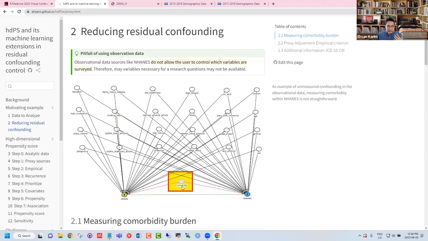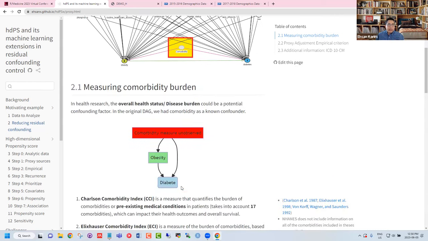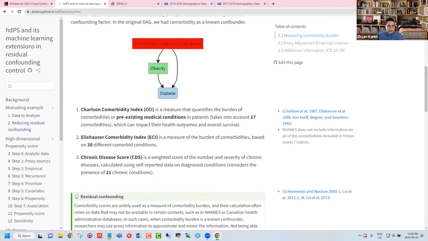Say, for example, in this particular example, I am showing a variable known as comorbidity status that is identified as a confounder in the literature. But if you look at the enhanced data source, there is no direct way of measuring it.